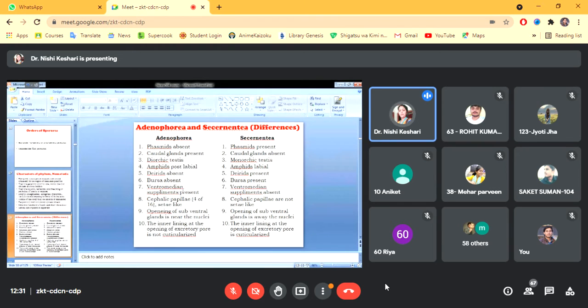Ventromedian supplements means they are present, some type of sensory organ that is present on the tail region. So here it is present and here it is absent.